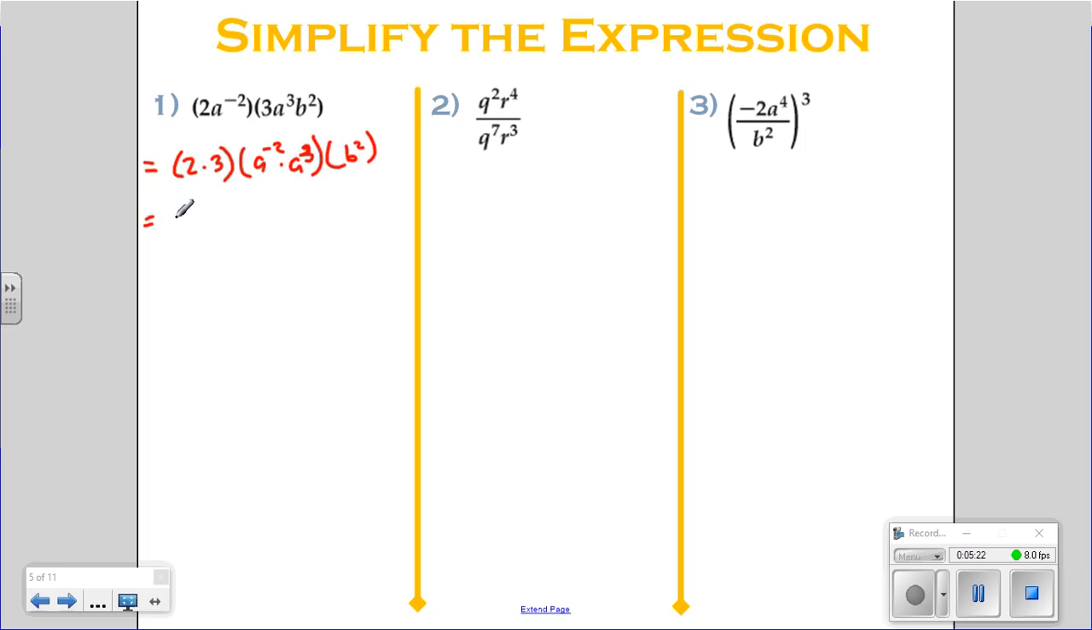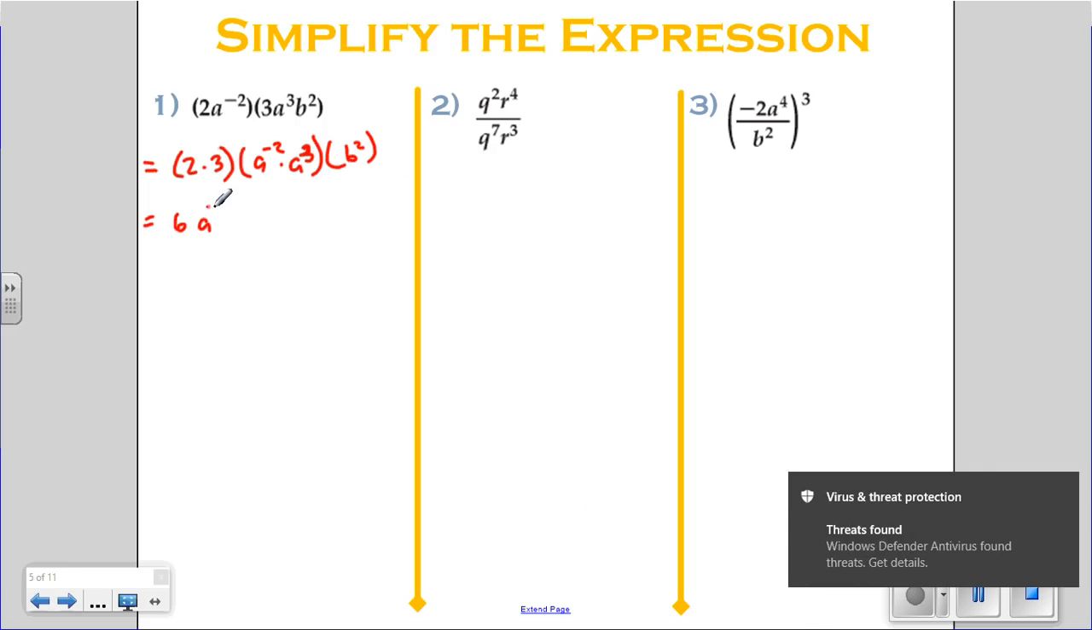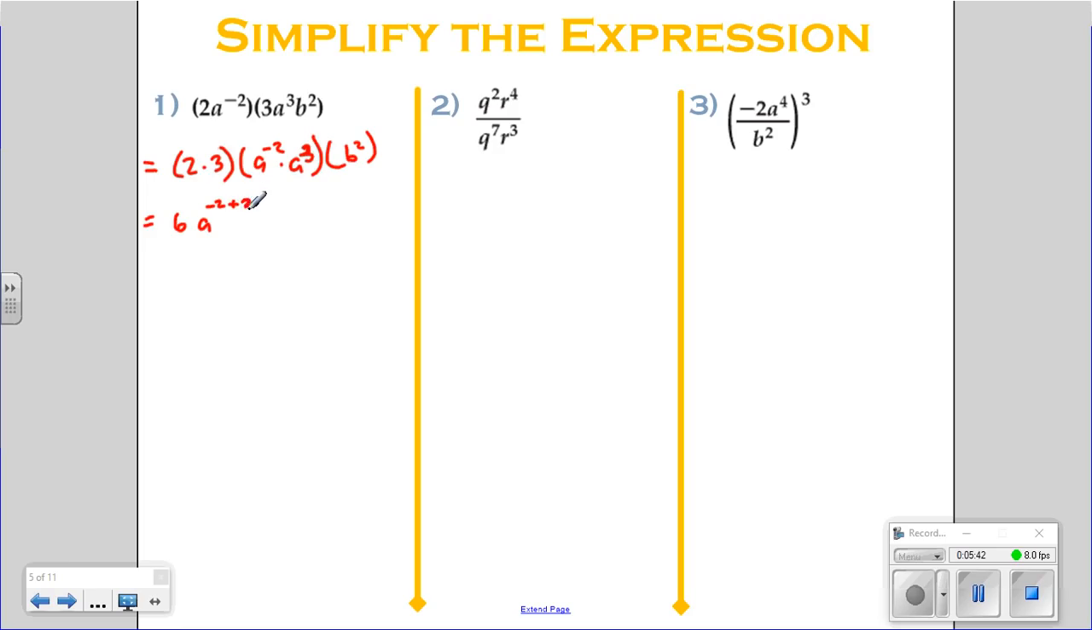So 2 times 3 is 6. A times a to the negative second times a to the third is the same thing as a to the negative second plus 3. And then again, we have b squared at the end. So that would be 6 times a to the first power, so just a, and then b squared as a final answer.